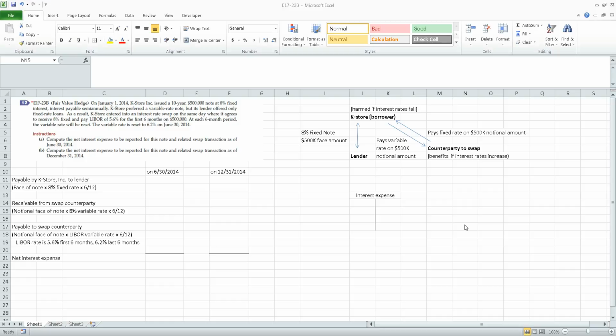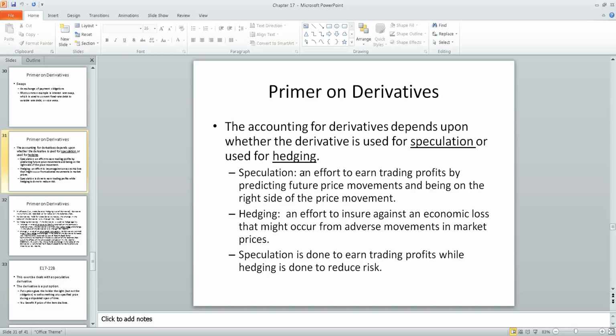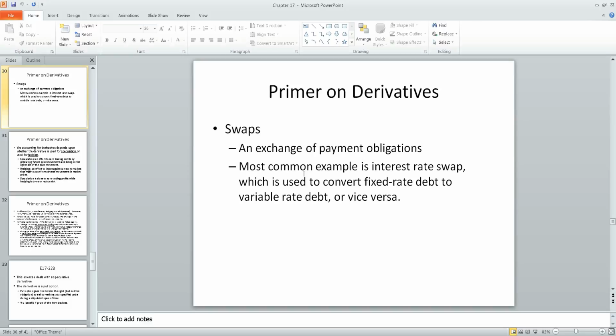We're about to talk about exercise E17-23B, but before we do, let's go back and review what we talked about in class, or what we will talk about in class, in terms of derivatives. In this particular exercise, we're talking about an interest rate swap.